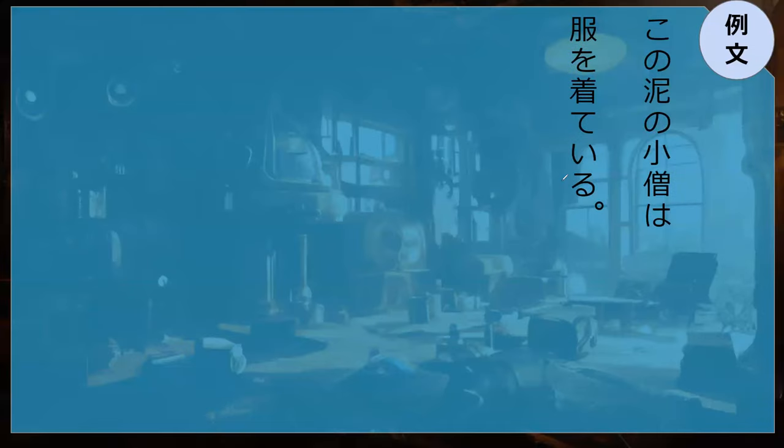Can you read this example sentence for me? Kono kosodoro no kozo wa fuku o kiteiru. The boy, that is that thief, this sneaky thief, is wearing clothes. The sneaky thief boy is wearing clothes.